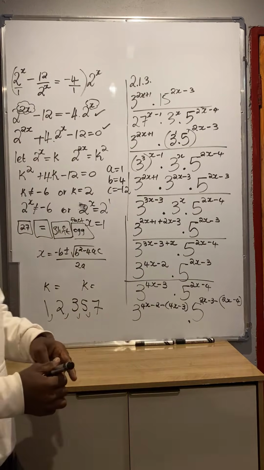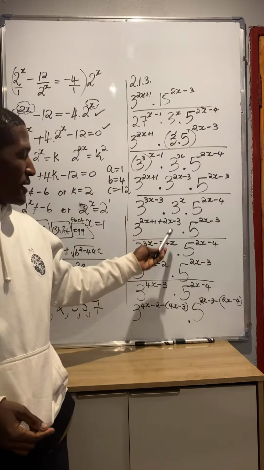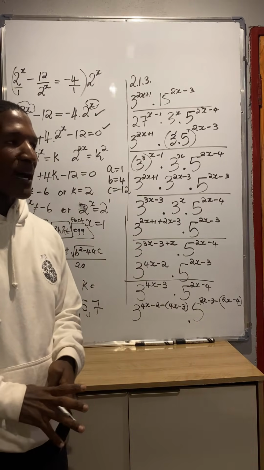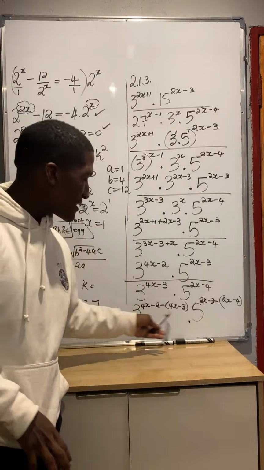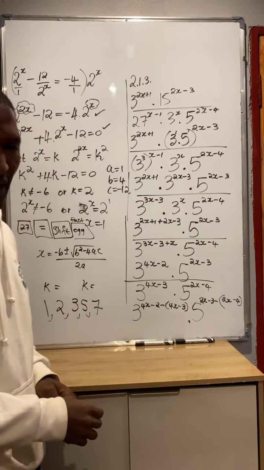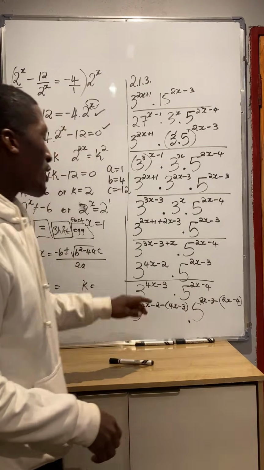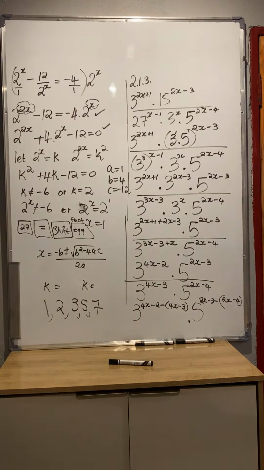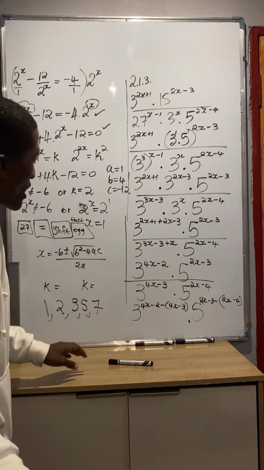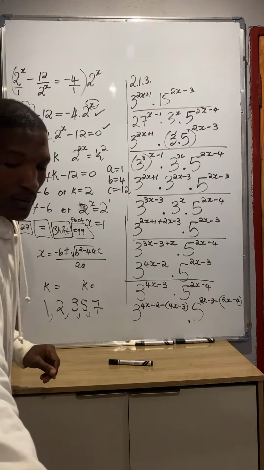Family, when you add them, you don't have to put them inside the bracket. But when you subtract them, it is a must that you put them inside the bracket, family. Then what's going to happen, family? What's going to happen?